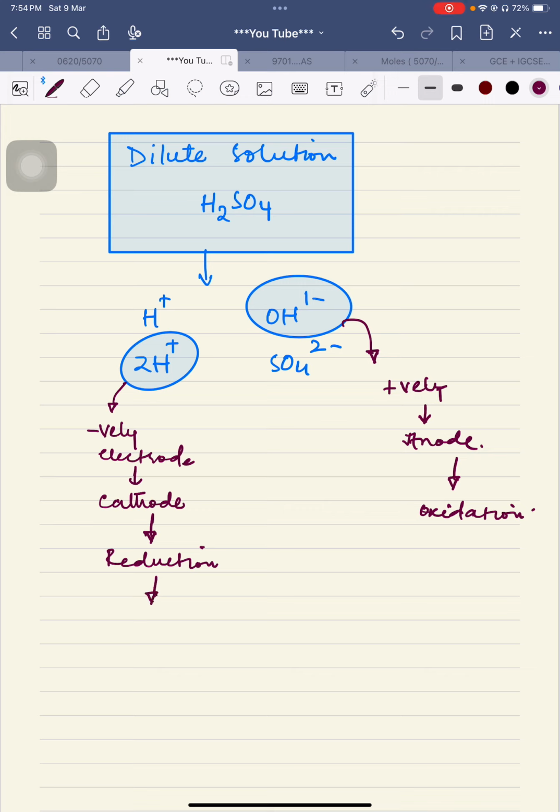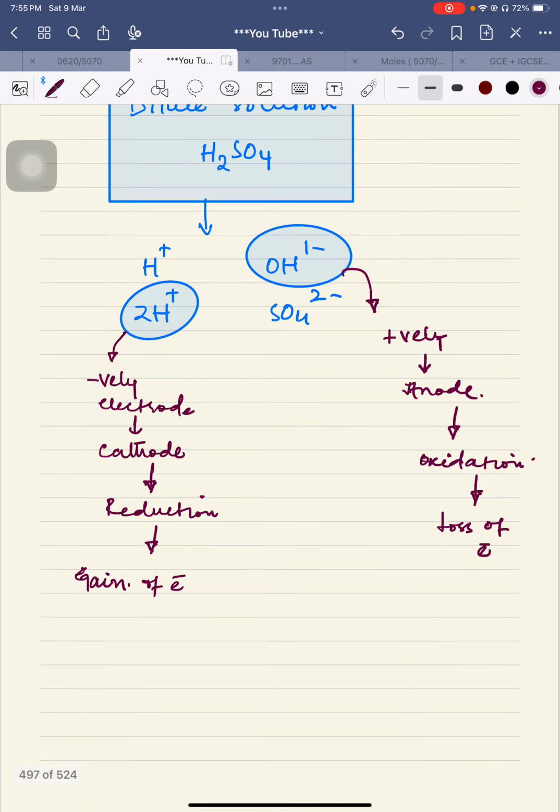What is reduction? Reduction is gain of electrons. I am telling you this for each step again and again so that you keep it in your mind. Reduction, which is happening at the cathode, is gain of electrons, whereas what is oxidation? It is loss of electrons.